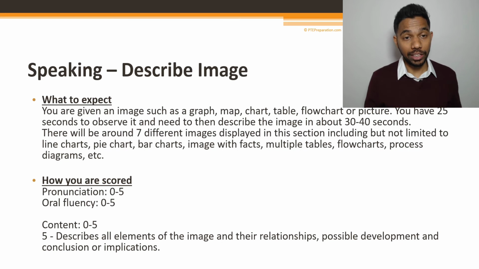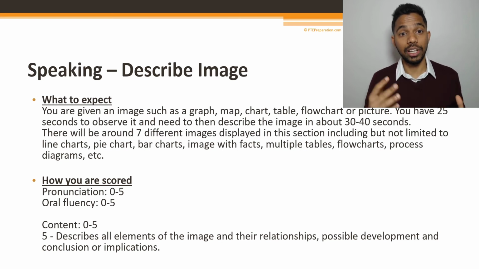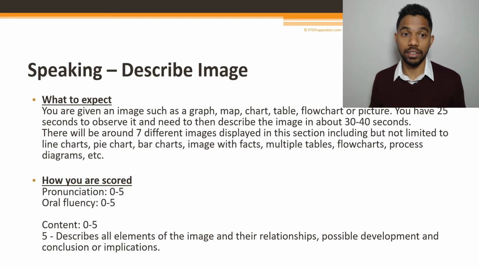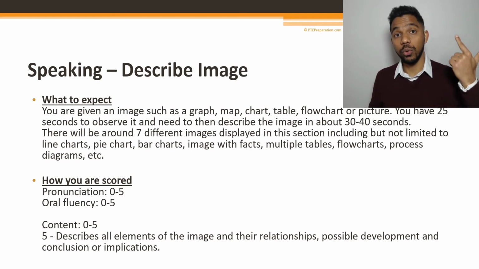So let's look at what to expect in this section. You are given an image such as a graph, a map, a chart, a table, or a flow chart, and you have 25 seconds to observe that image, and then you need to talk about it for 30 to 40 seconds. You get around 7 different types of images in this section, and it can range from a variety of images. You are scored on pronunciation, oral fluency, and content.